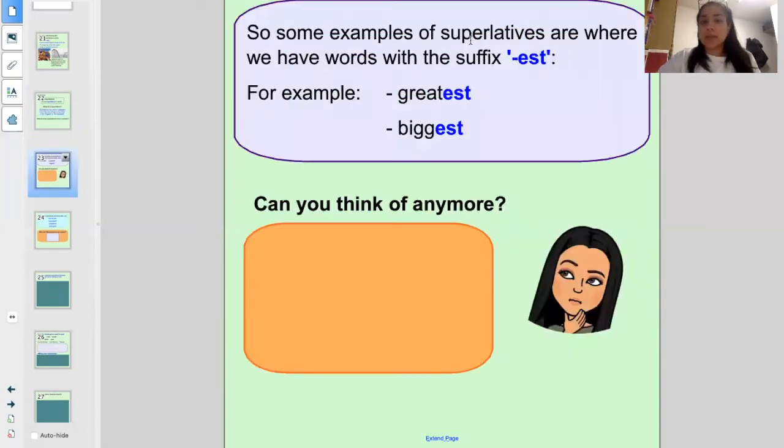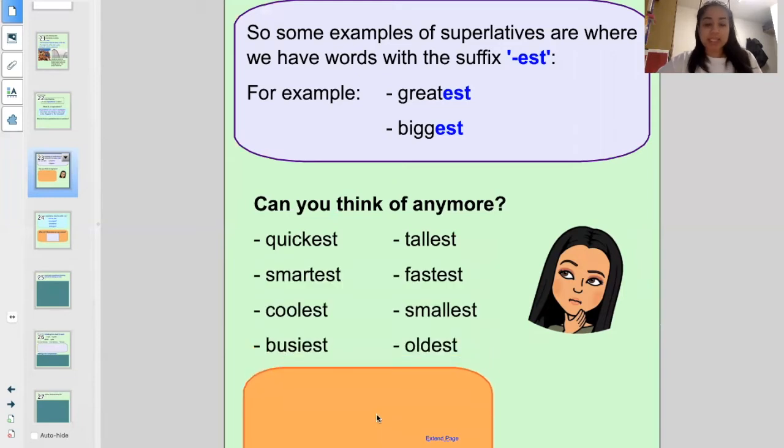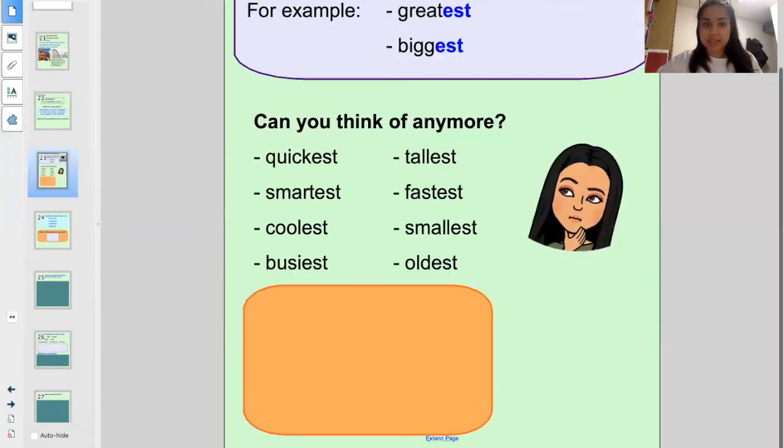Now, some examples of superlatives are words which have the suffix est, like we said, biggest and greatest. Can you think of any more? Brilliant. Hopefully you might have thought of the following: quickest, smartest, coolest, busiest, tallest, fastest, smallest, oldest. Can you see? They all have the suffix est.